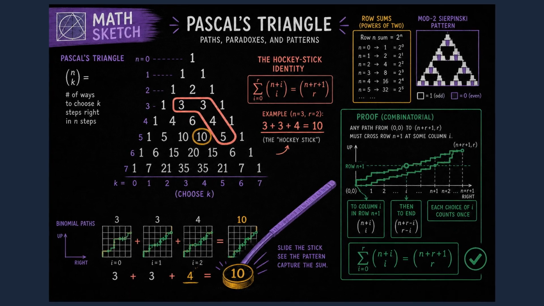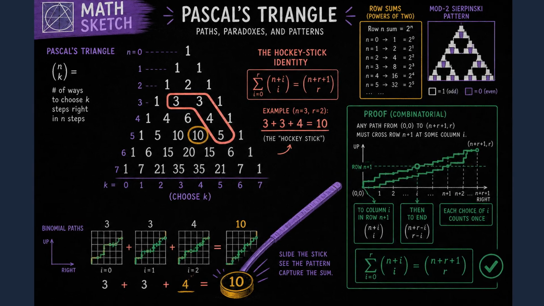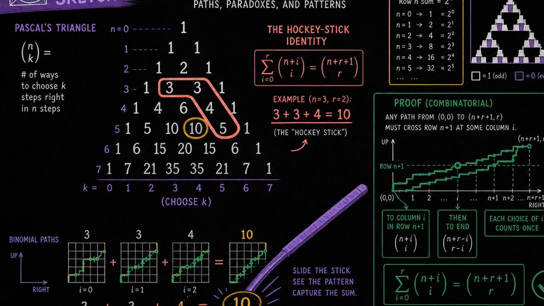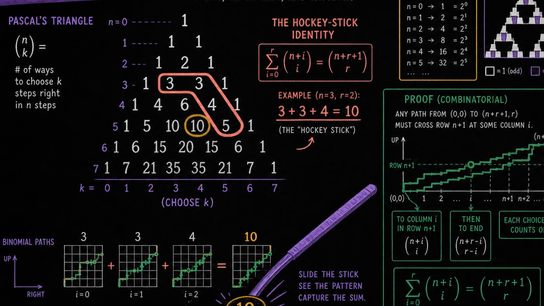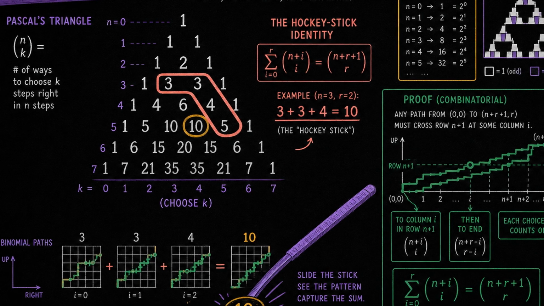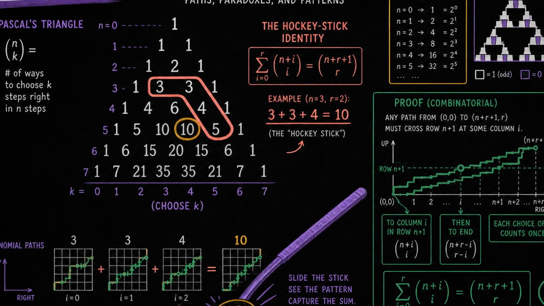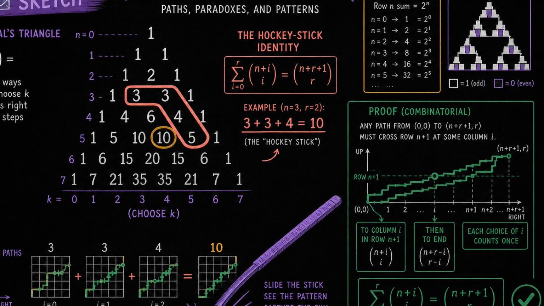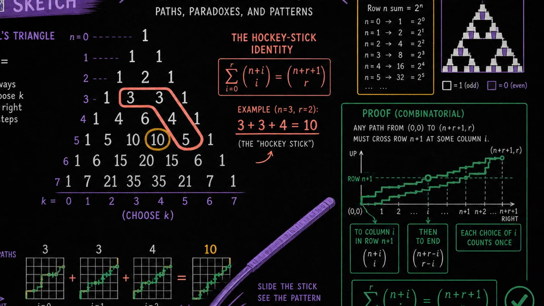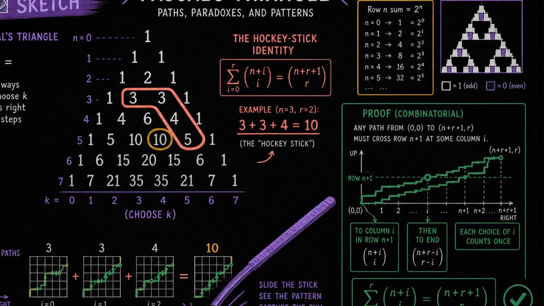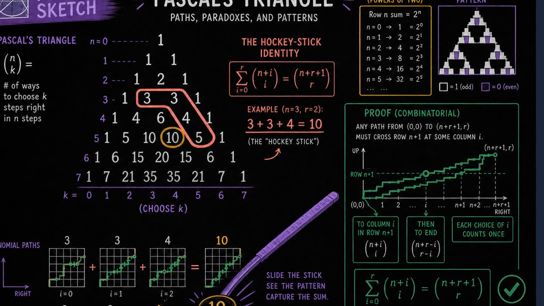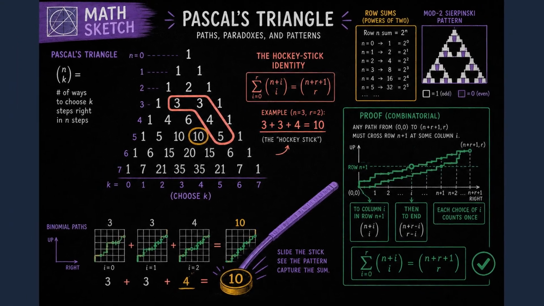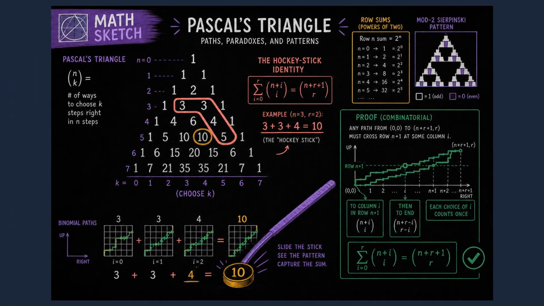Slide a hockey stick shape down the triangle. Start at row 2, entry 2, that is 3. Add the entry below left, then below left again. 3 plus 3 plus 4 equals 10, the entry at the bent end of the stick. The identity says a string of diagonal entries sums to the entry one step down and over. The proof is a combinatorial story about splitting subsets.